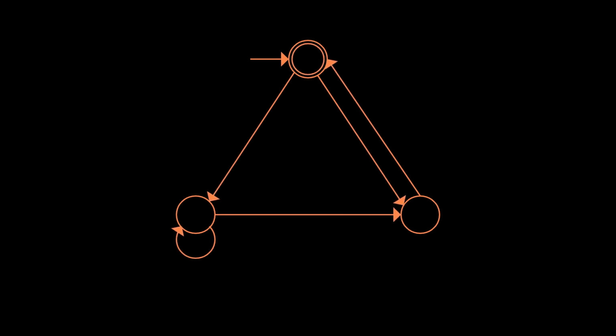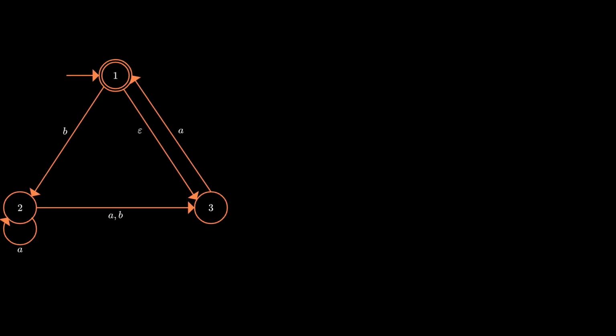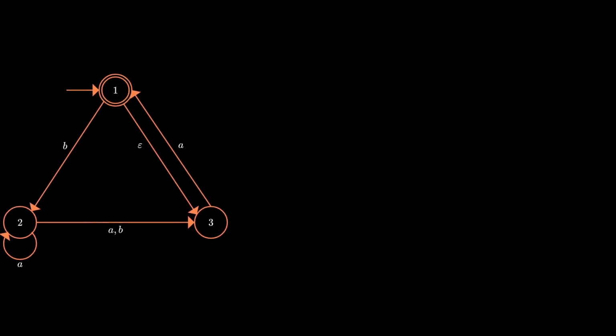Let's do this with an example machine with 3 different states. This machine features an epsilon transition and multiple transitions from a single state. The big question is, how can we simulate a machine being in multiple states at once in a DFA?